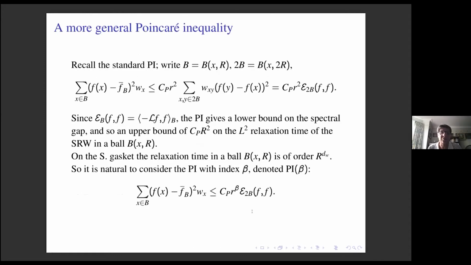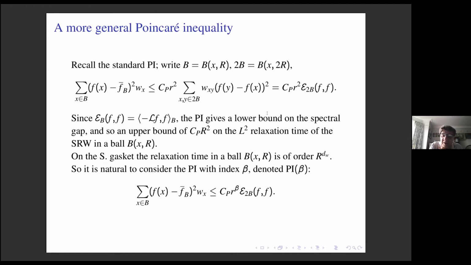The first step is to look at a more general Poincaré inequality. So this is the standard Poincaré inequality that we saw earlier. Let's use the notation 2B to denote the ball of radius 2R, where B is the ball of radius R. And let's write E_2B(f) for the energy of the function f in the ball 2B. Then the standard Poincaré inequality is bounding the variance of f in terms of R squared, and those should be capital R's, not little r's. The R's should be the same in these two cases.